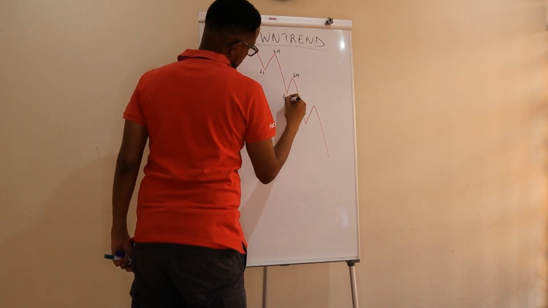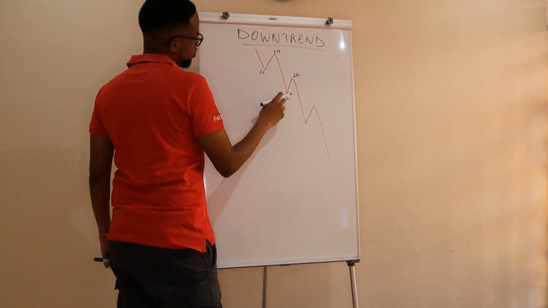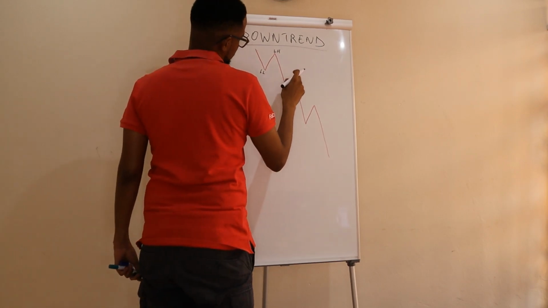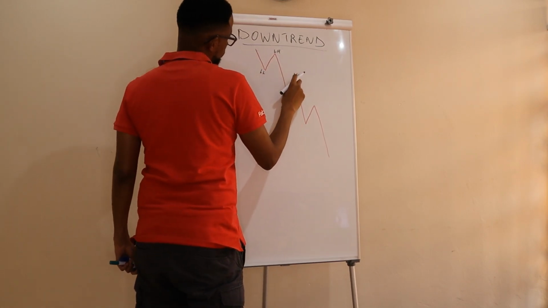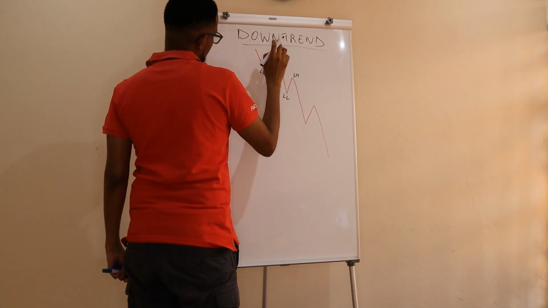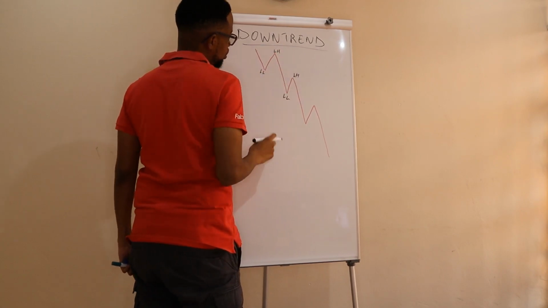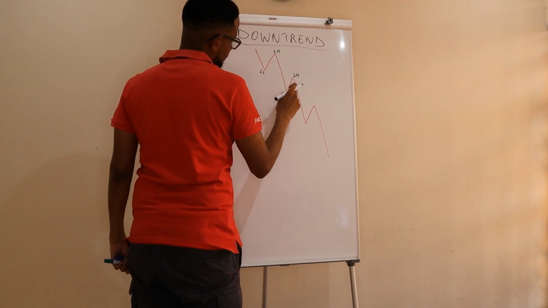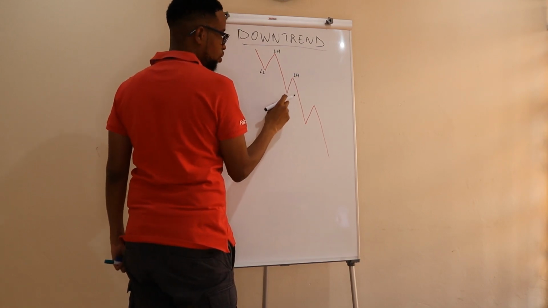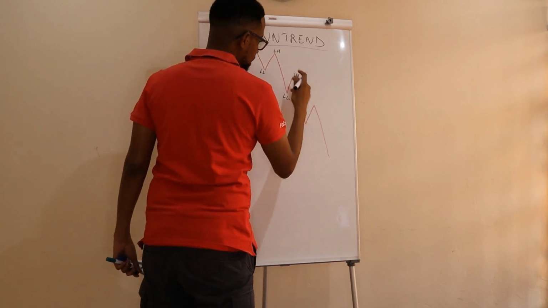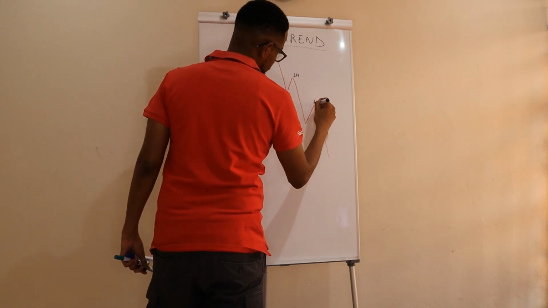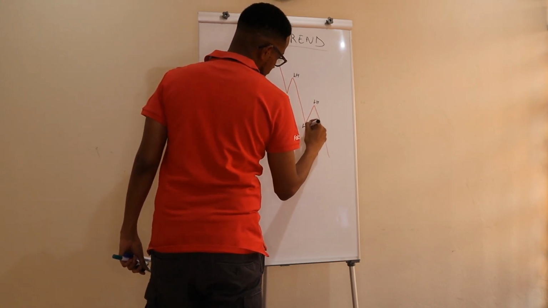Lower high, lower low. This low is lower than this low. This low is lower than this lower high, but it's higher than the lower low. Hence it's called the lower high. Lower high, lower low.